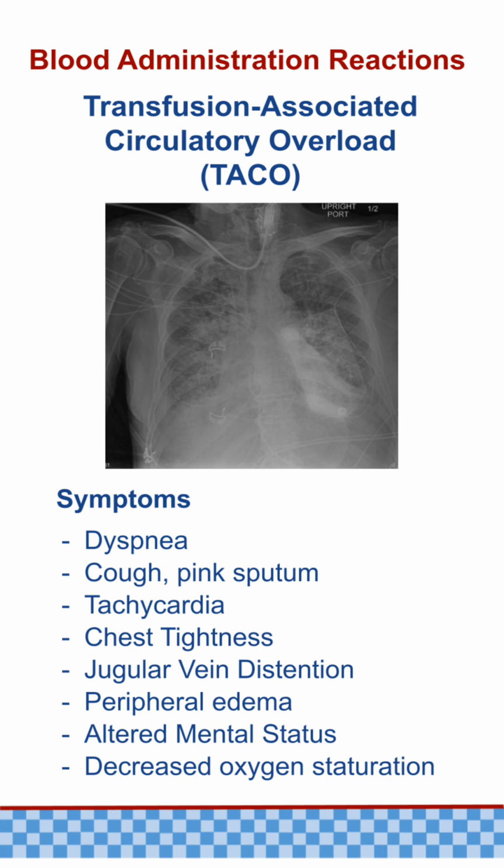The extra fluid volume from the transfusion leads to increased pressure within the blood vessels, particularly in the pulmonary circulation. This can have several detrimental effects, including pulmonary edema, cardiac dysfunction, and edema formation. Symptoms of TACO can develop rapidly during or within 12 hours after transfusion. They include dyspnea that occurs at rest or when lying down, cough with the possibility of pink or frothy sputum, tachycardia, chest tightness or discomfort, jugular vein distension, peripheral edema, altered mental status, decreased oxygen saturation.